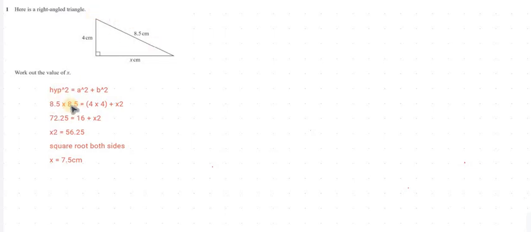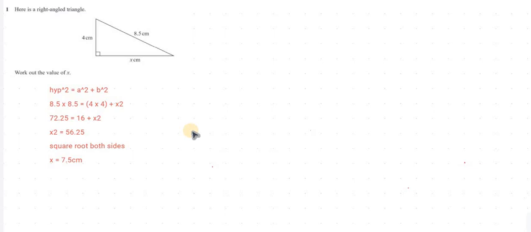So 8.5 times 8.5 is equal to 4 squared, which is 4 times 4 plus x squared. And so that's just straightforward. So 72.25 equals 16 plus x squared. Then you move 16 to the other side and subtract it. That's 56.25, and you square root both sides. X is equal to 7.5 centimeters. Easy peasy, straightforward.